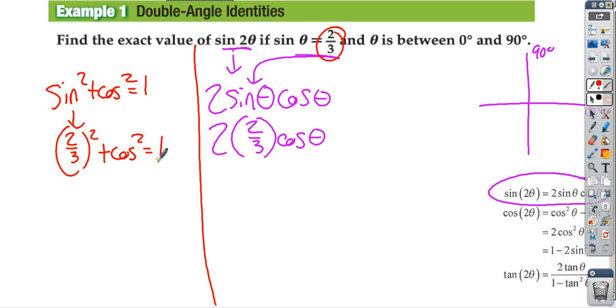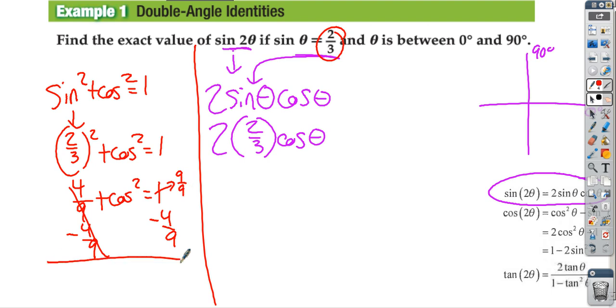And then when we solve this, 2/3 squared is 4/9. And so we're going to need to subtract the 4/9 from both sides. 1 is the same thing as 9 over 9. So 9 over 9 minus 4 over 9 would be 5 over 9, and that's equal to cosine squared. We'll square root both sides and put a plus or minus in front of it.